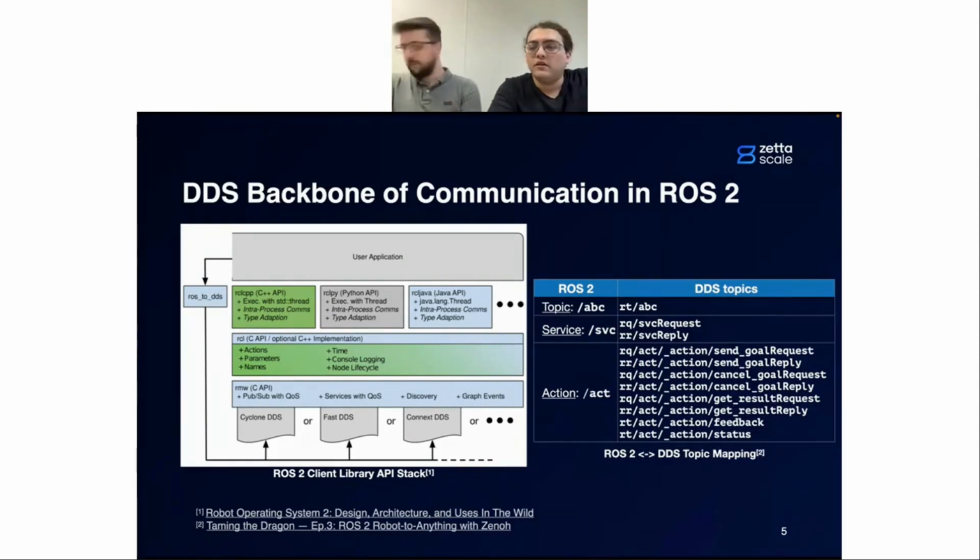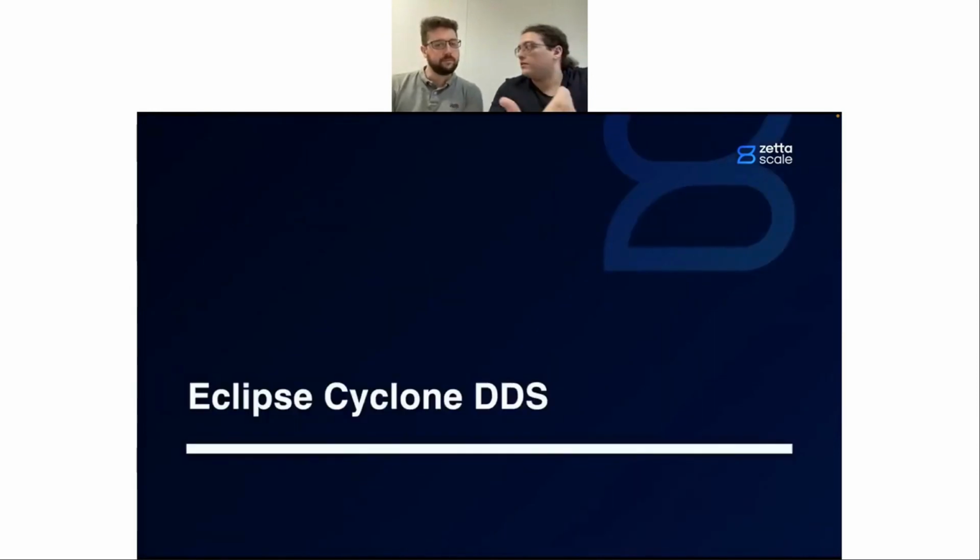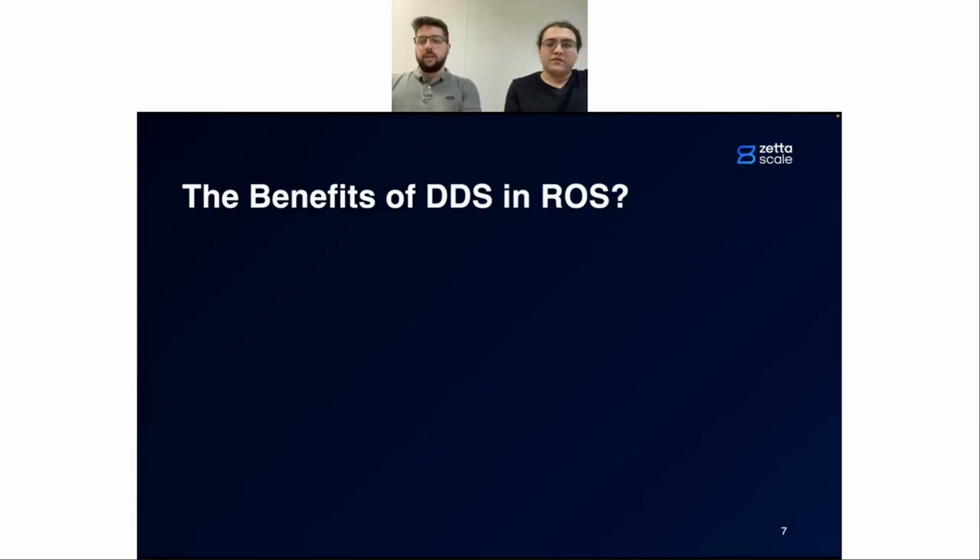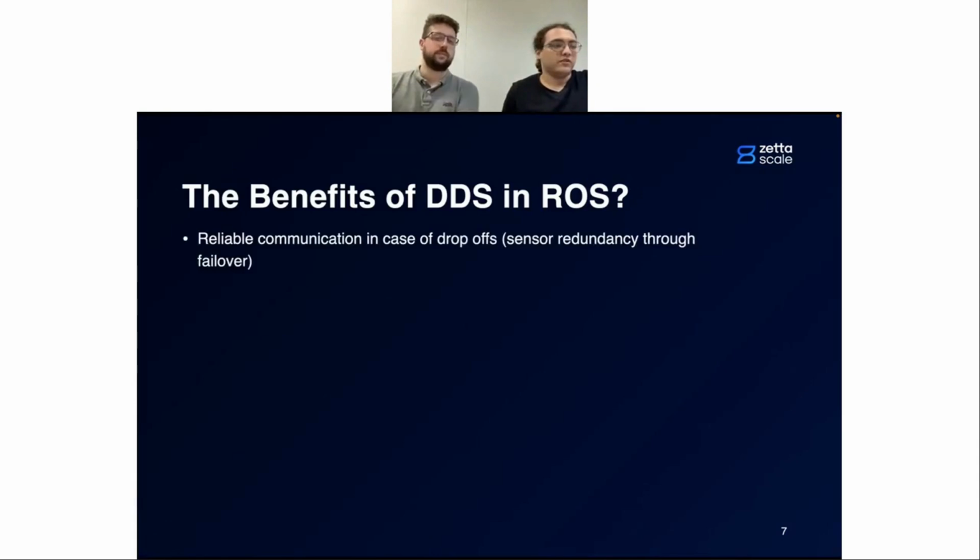Yeah. And so we develop Cyclone DDS, and we want to now provide more detail on DDS in ROS, keeping in mind those constraints, and we'll be focusing on the context of Eclipse Cyclone DDS, because that's what we work on, our implementation. So what are the benefits of DDS in ROS? Again, keep in mind those constraints we mentioned previously.